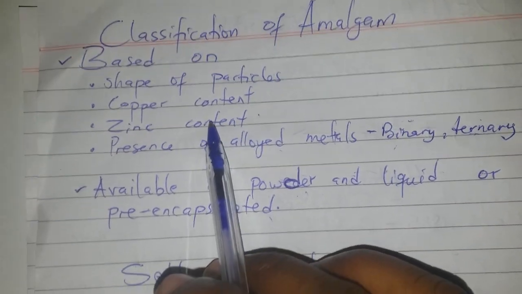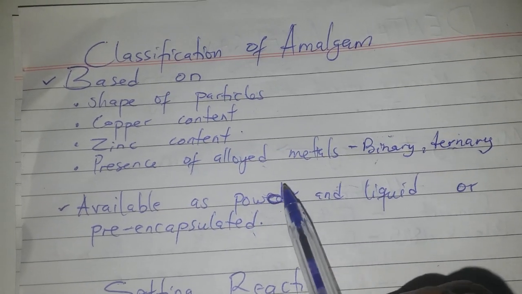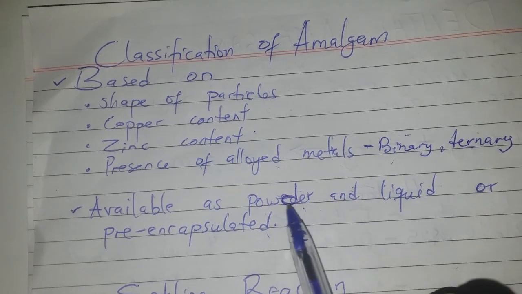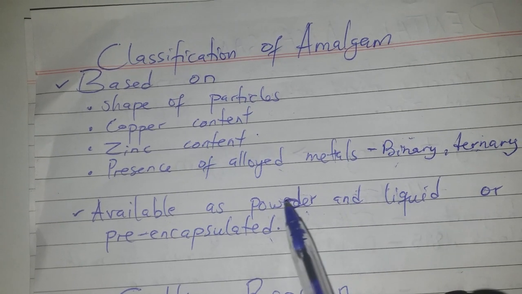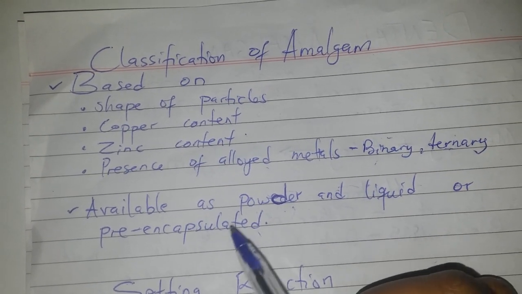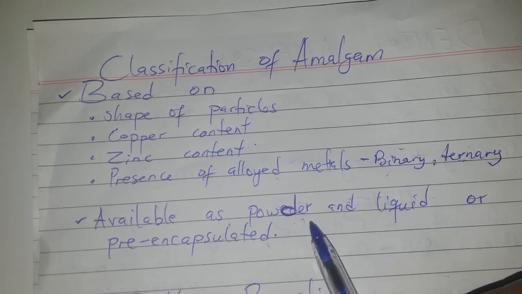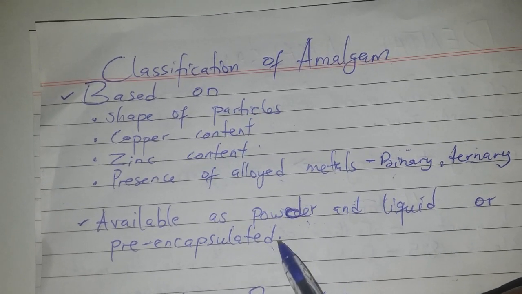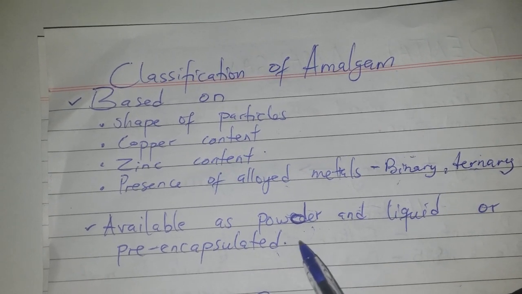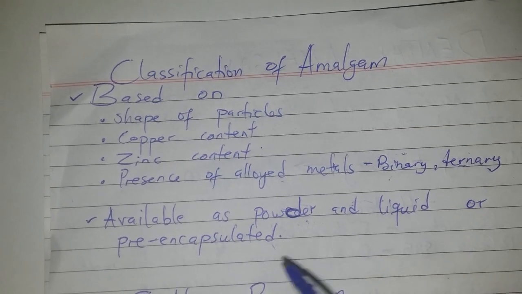The availability of dental amalgam. Usually, dental amalgam is available in powder and liquid. But of course, this is outdated. It's no longer in use because with the powder and liquid, you had to mix with the mortar and pestle. What is in use now is the pre-encapsulated, where you have your mercury and your alloy in different sections in a capsule. Then it's put in an amalgamator or a vibrator, and it does the mixing for you. So this is to minimize direct contact with the mercury.